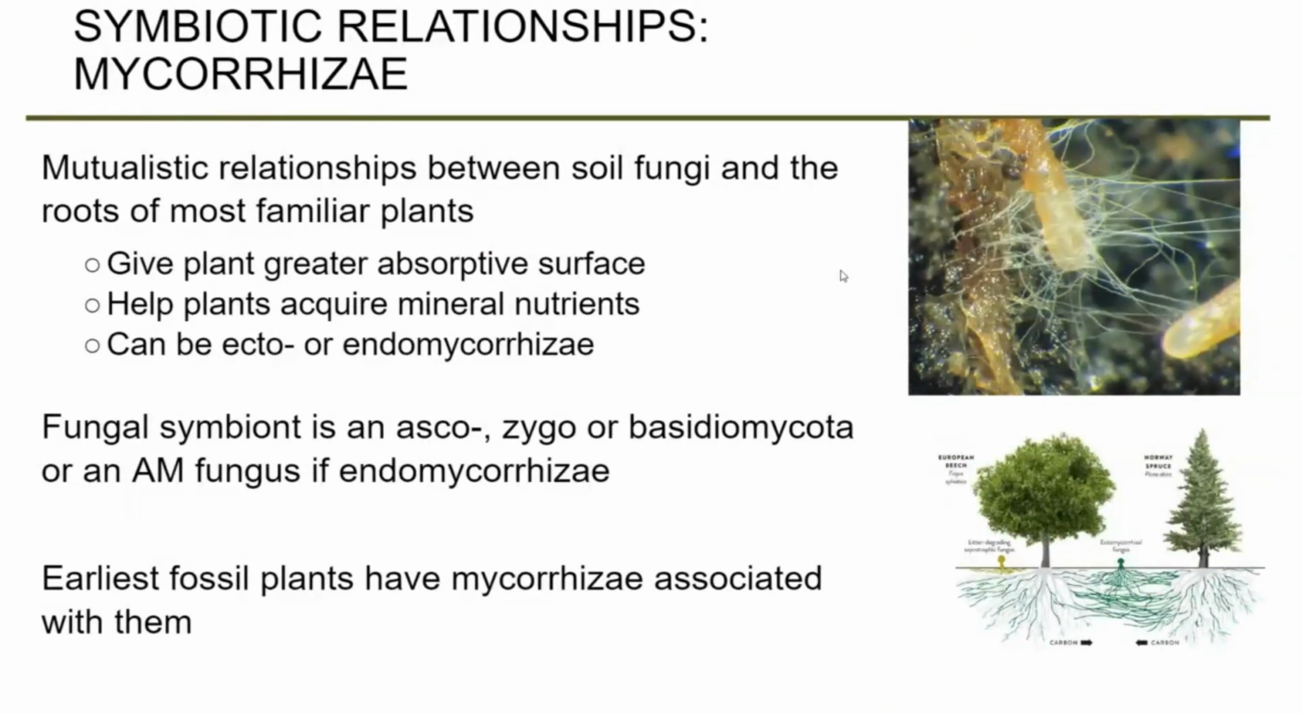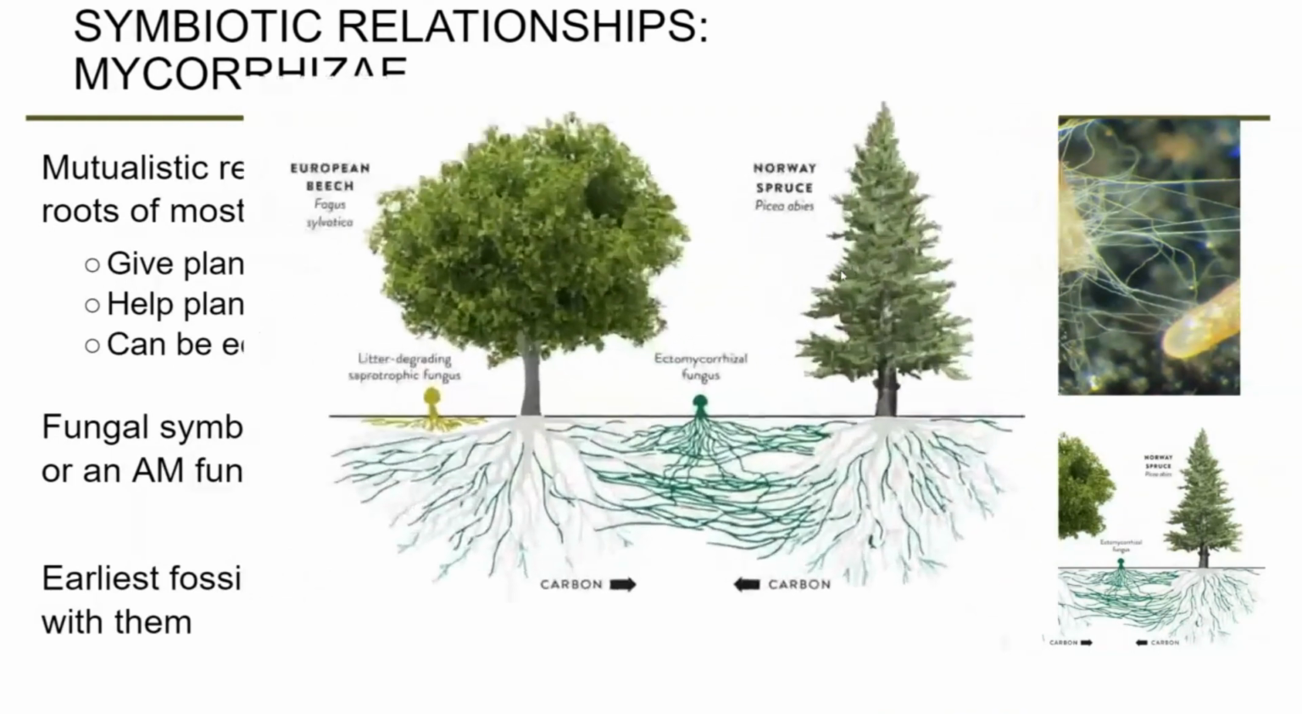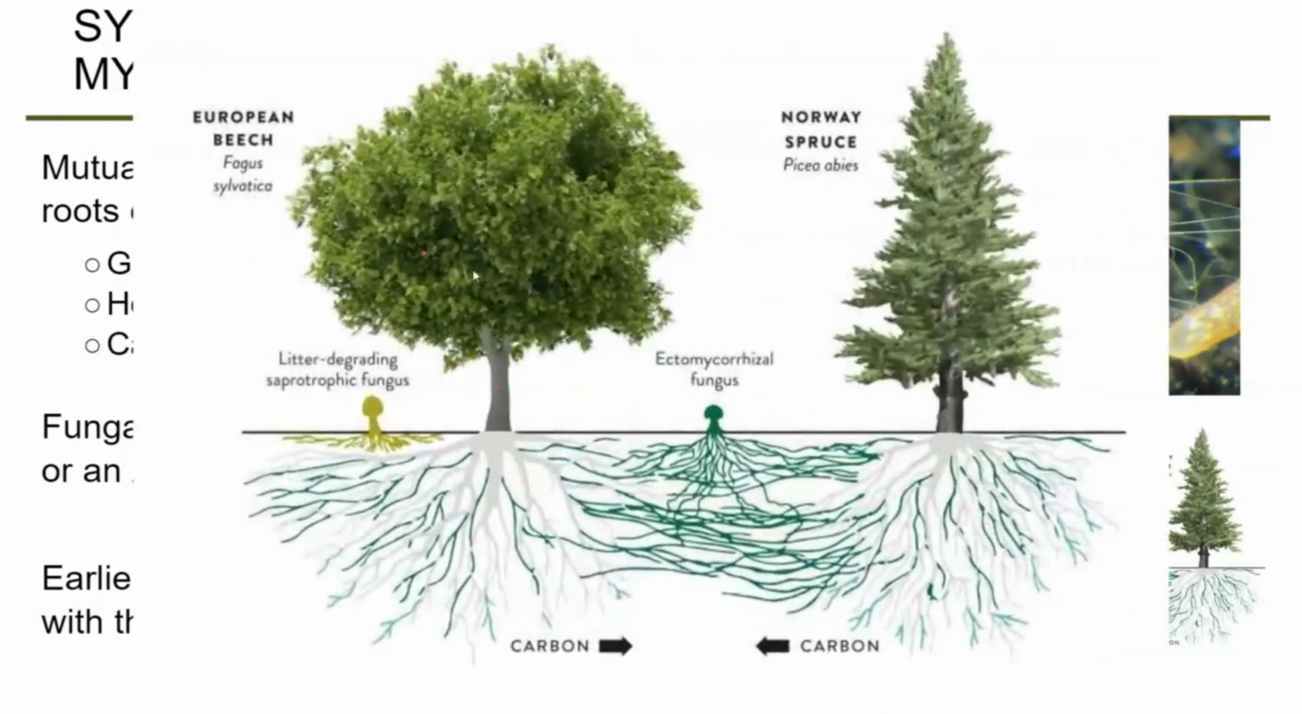The mycorrhizae also do something really weird. They could be asco or zygo or basidiomycota, but I want to talk about the mycorrhizae network, or the mycorrhizal network. So, for instance, here we have a beech tree and a spruce tree. Now, a spruce tree is an evergreen, so it is photosynthesizing throughout the winter. The beech tree does not photosynthesize during the winter, but it's really vigorous during the summer. And you will commonly see these two trees growing next to each other.